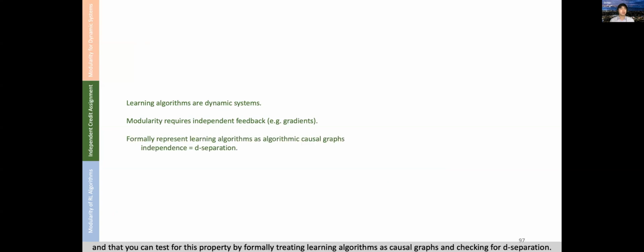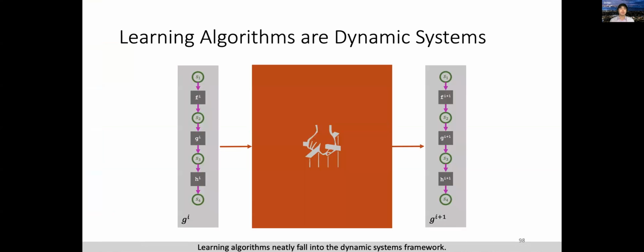In the next part of the talk, I show that learning algorithms are themselves dynamic systems, that a modular learning algorithm requires the credit assignment mechanism to produce independent gradients, and that you can test for this property by formally treating learning algorithms as causal graphs and checking for deseparation. Learning algorithms neatly fall into the dynamic systems framework.